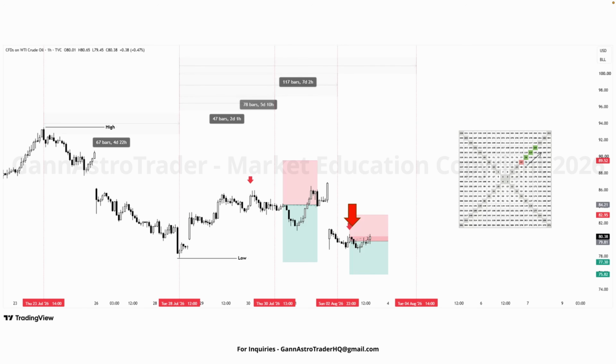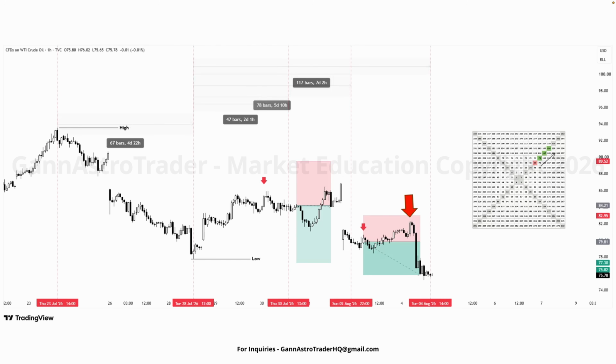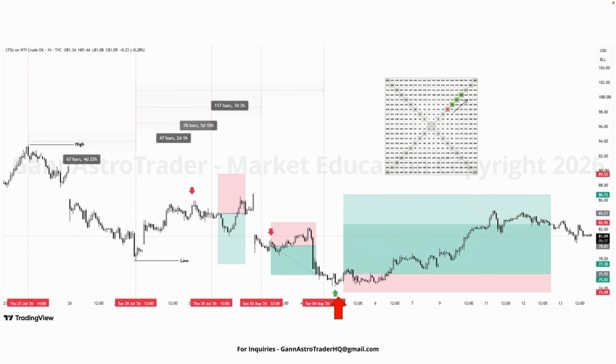Next, we reach the 117-bar interval. This is where the reaction becomes much more significant. Price continues lower into the projected time zone, forms a low, and then begins to reverse sharply upward. The green arrow highlights that reaction from the low. So here we have another example of time acting as a potential turning point.